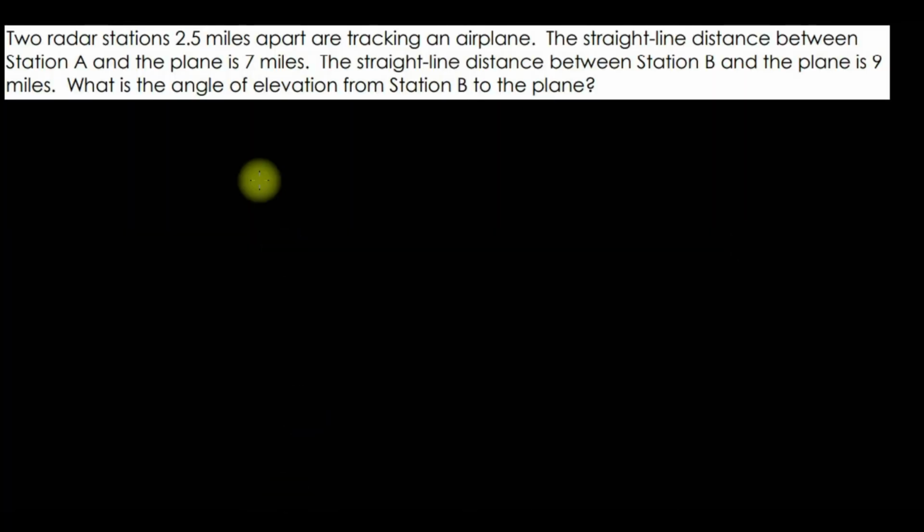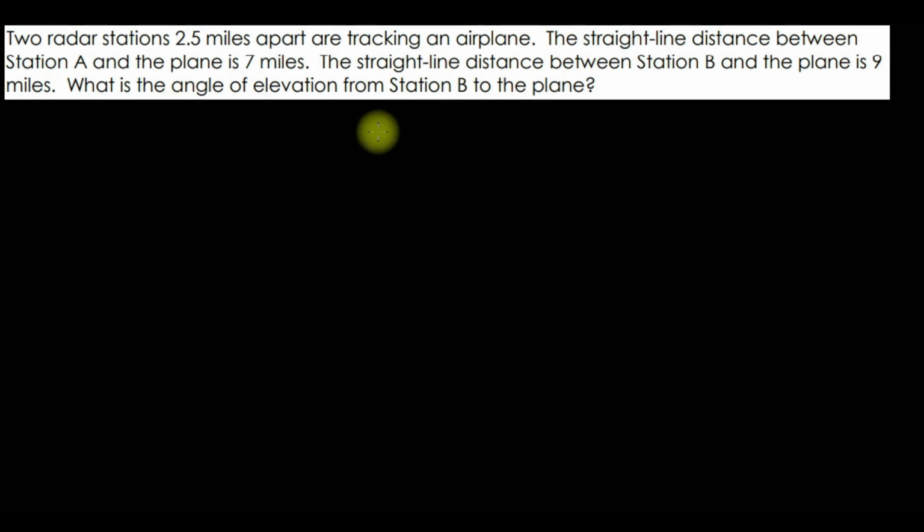So here we're going to look at another application problem. Two radar stations 2.5 miles apart are tracking an airplane. The straight line distance between station A and the plane is 7 miles. The straight line distance between station B and the plane is 9 miles. What is the angle of elevation from station B to the plane?